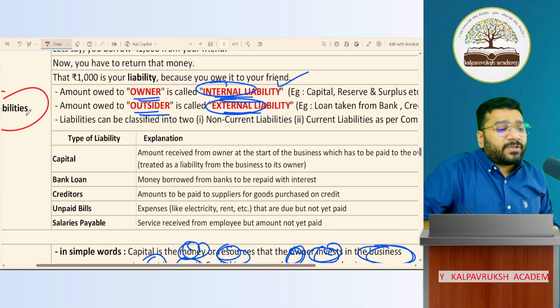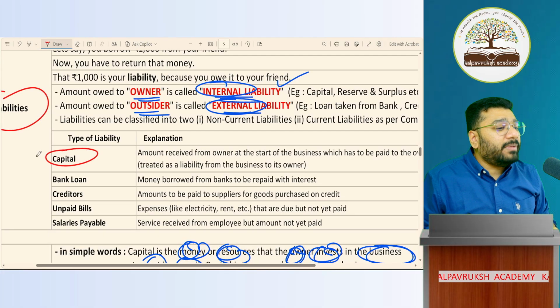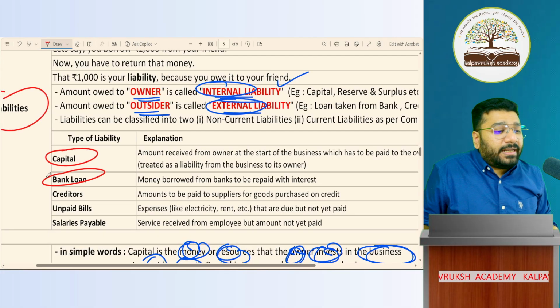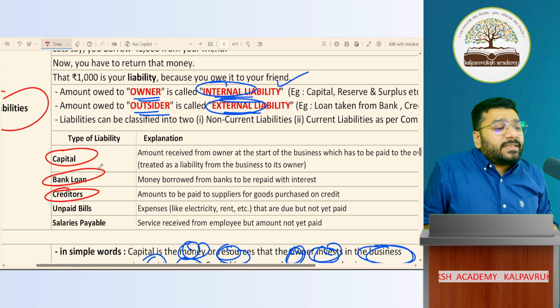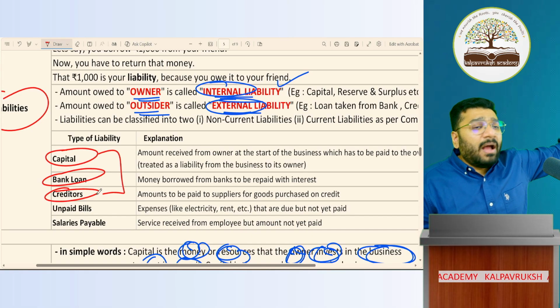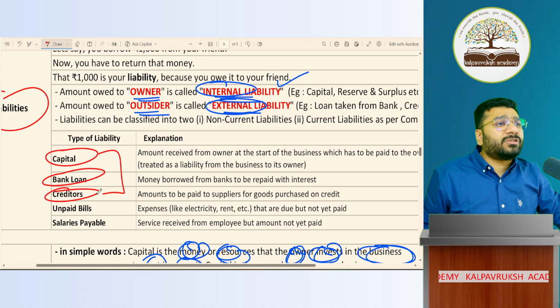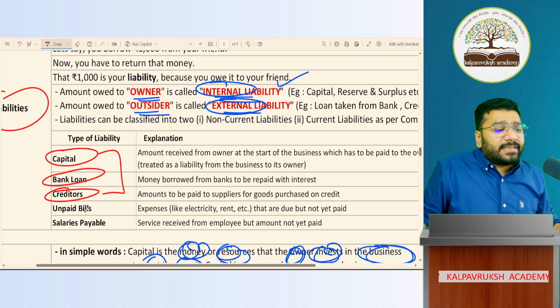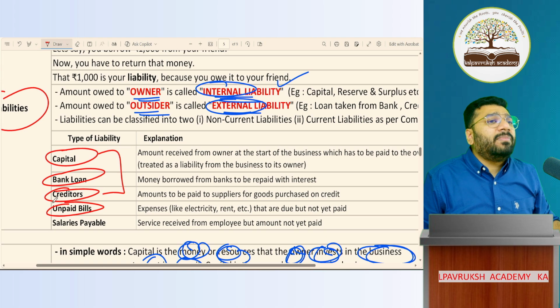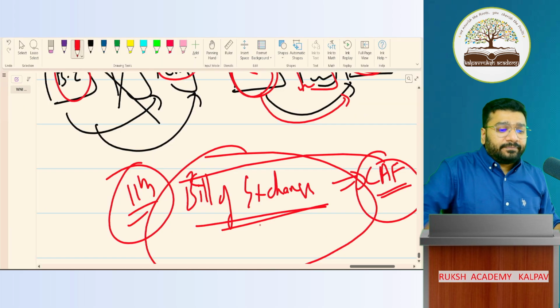So these are the few items that will come under liabilities. What are the different types of liabilities? I said capital is one type of liability. Bank loan is one type of liability. Creditor is another type of liability. These three liabilities primarily I've discussed. Apart from that, do we have any other liabilities? Yes, small liabilities will come. For example, unpaid bill. Now, what does it mean?